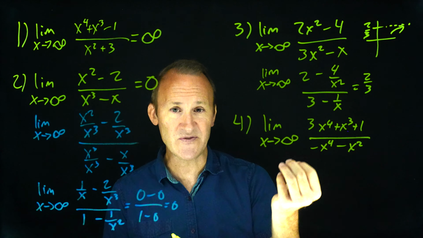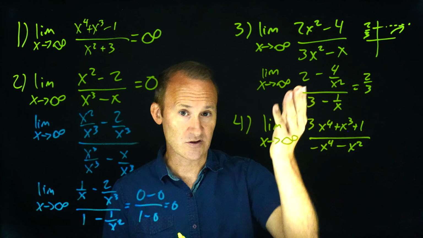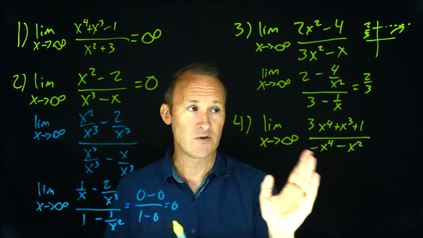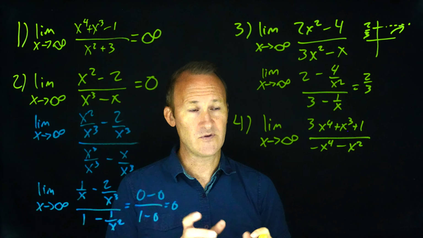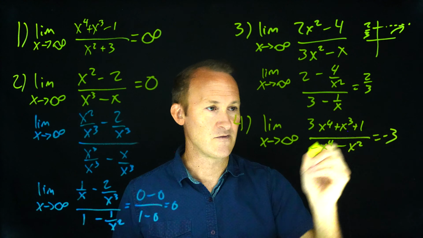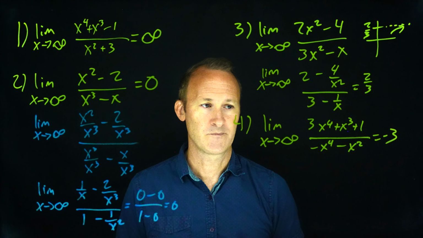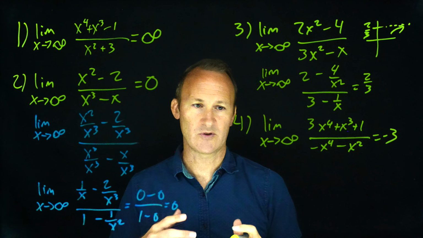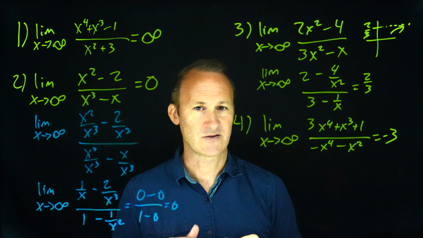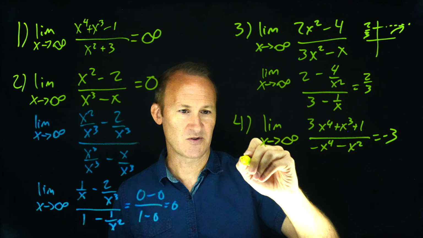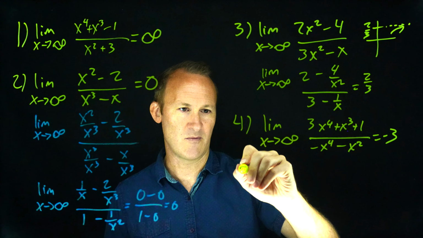And so you will be left with simply, just like in the one above, a 3 in the numerator and a negative 1 in the denominator. And so if you can see that, you can see right out that this goes to negative 3. Okay? So this is the idea. This is how you can quickly get limits as x goes to infinity of polynomial expressions. We can maybe do one more.